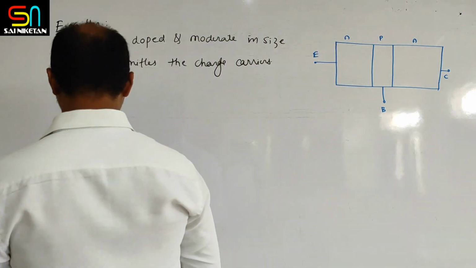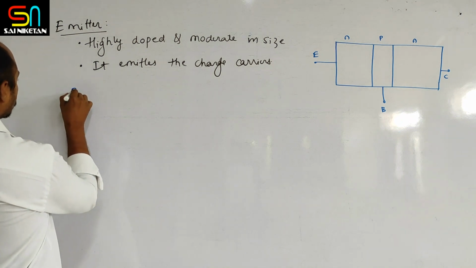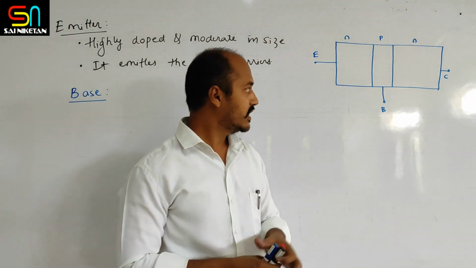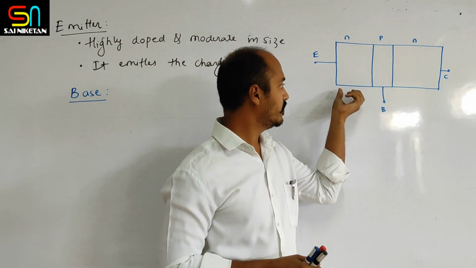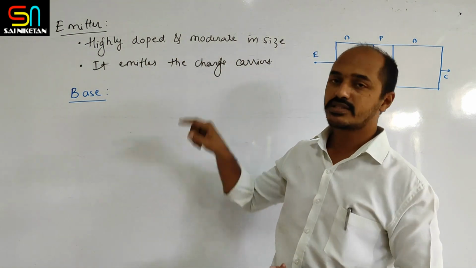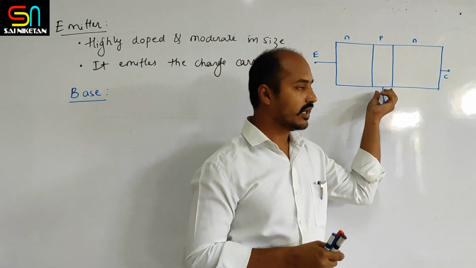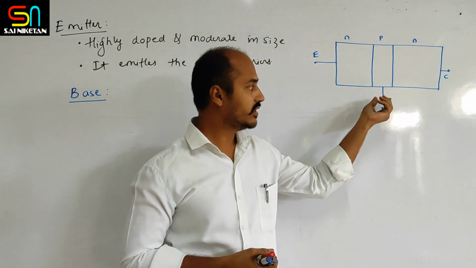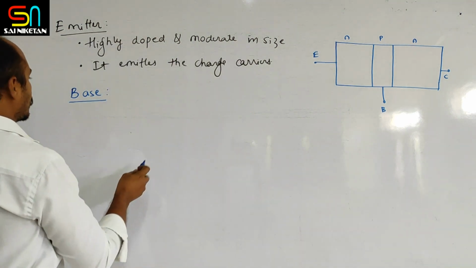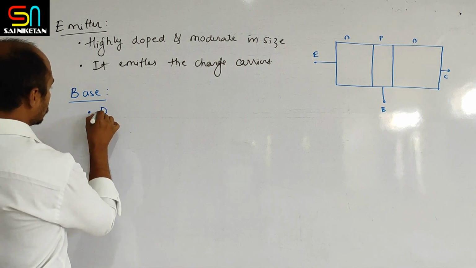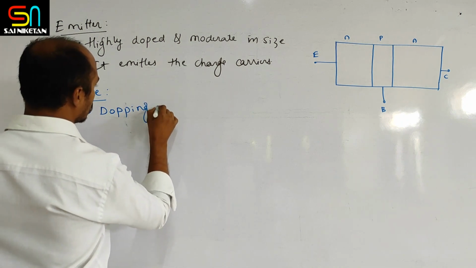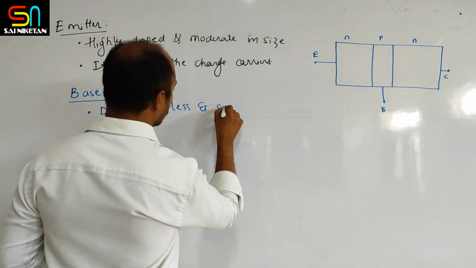So second one is the base. If we talk about the base, if you see the size of the base and compare it to the emitter and collector, its size is very small. So first point, its size is very small. And it is lightly doped. Here the impurities are very few, lightly doped. So here we have to remember the size is very small and doping is less.